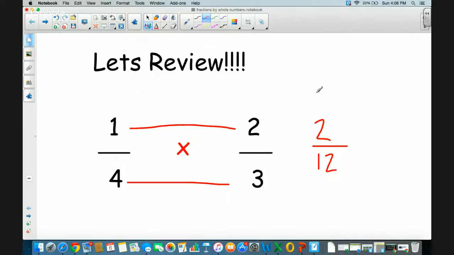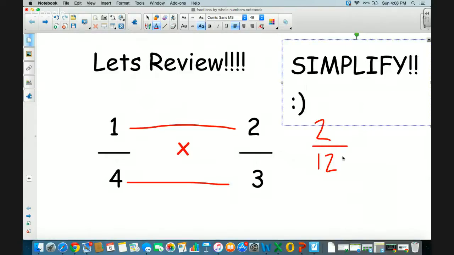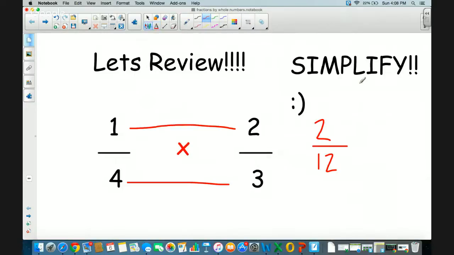And what do you always check? And I'll type this for you in really, really big letters. Once you get your answer, check if it will simplify. Can you think of a number that goes into 2 and 12? 2 will go into 2 and 12. So you guys must divide to simplify. Divide by a number that goes into both of them to make it smaller. You're making fat fractions skinny.